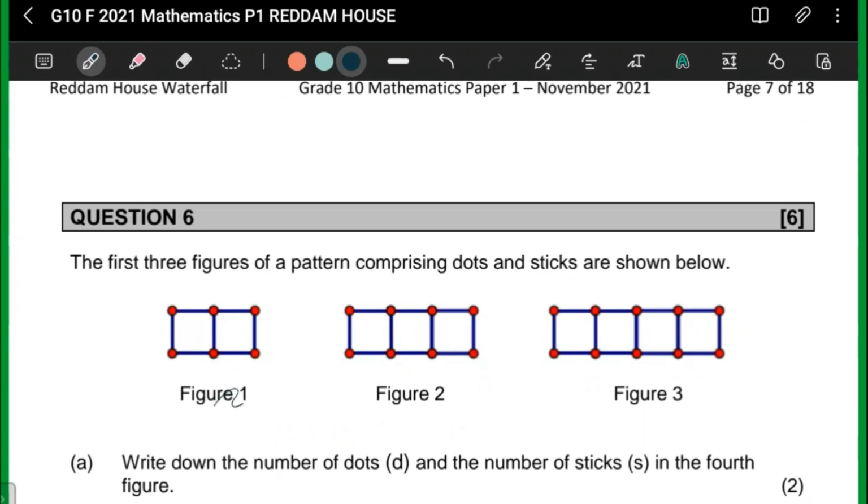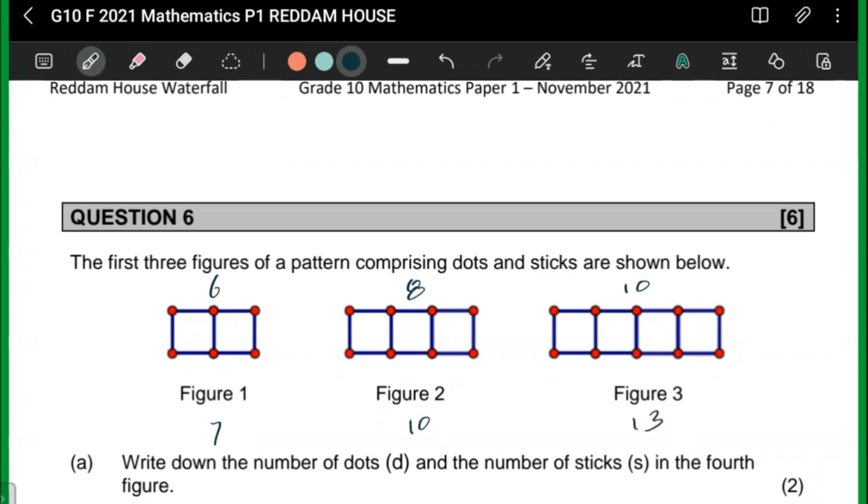Let's just write the dots on top, the sticks at the bottom. The number of dots here: 1, 2, 3, 4, 5, 6. Sticks, we have 7. In the next figure there are 8 dots and 10 sticks. In the third figure, the dots are 10, and then the sticks are 1, 2, 3, 4, 5, 6, 7, 8, 9, 10, 11, 12, 13.